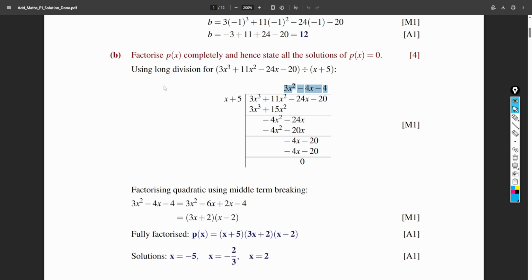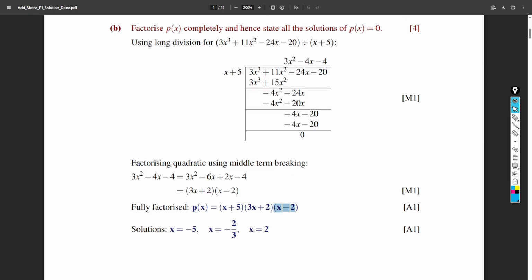So then the cubic expression can be broken down into x plus 5 times this expression. This expression is a quadratic, and we know how to break down a quadratic. We can use middle term breaking. So that's what we do, we break down this quadratic into this: 3x plus 2 times x minus 1. So these are the three factors: x plus 1, 3x plus 2, and x minus 2.